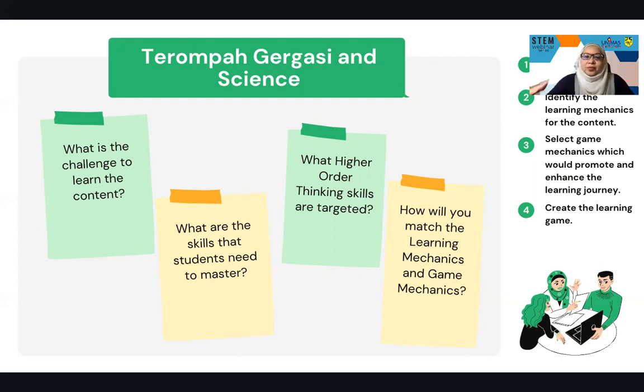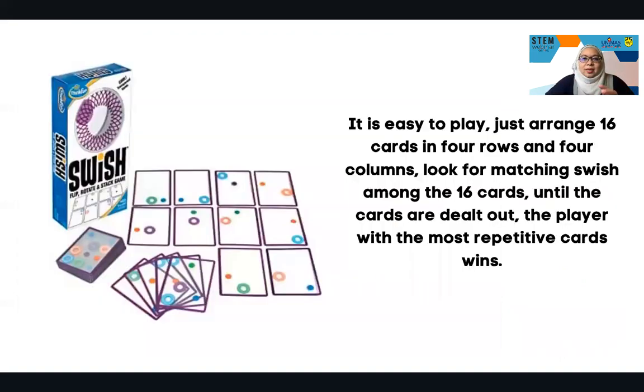So once we have identified the learning issue, we would identify the learning mechanics, like how the content would be learned, and then we choose the game and match it with the game mechanics, how the game is actually played, and through that we would create a learning game. So in a nutshell, this is how we created this with our students. And the game that we chose for this is just an example.